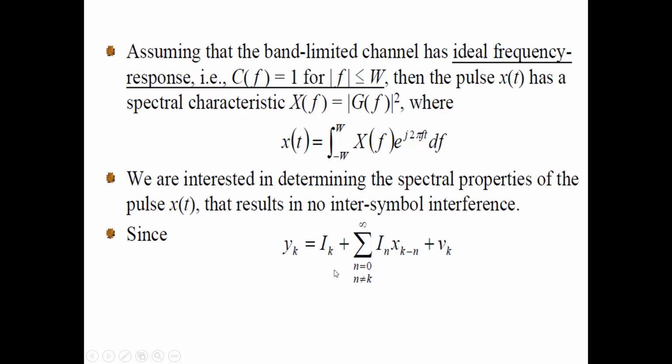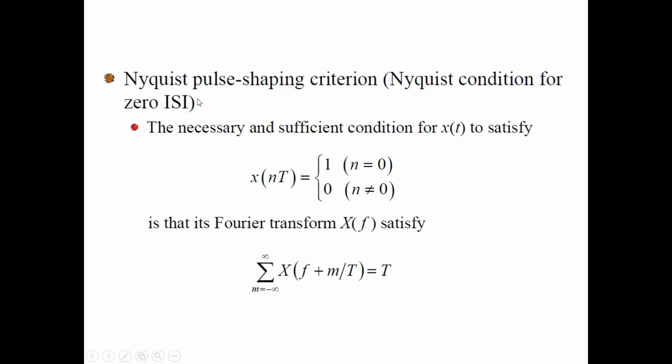We have obtained this term yk after the sampling of the y(t) signal. This is the present symbol that we are trying to detect. This part is the ISI part, and this part is the additive white Gaussian noise part. Now, the Nyquist pulse shaping criterion, which is the Nyquist condition for zero ISI, says that the necessary and sufficient condition for x(t) is that x(nT) at the present instant must be equal to 1, otherwise it will be equal to 0.